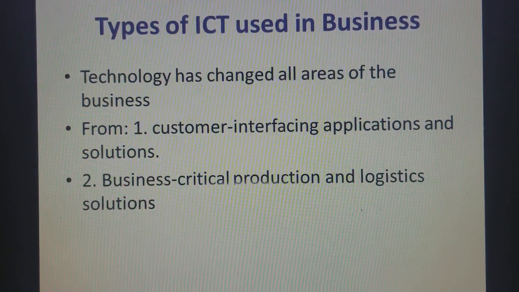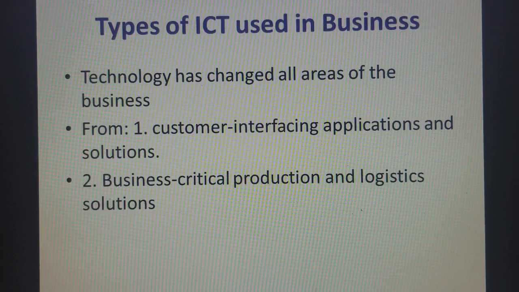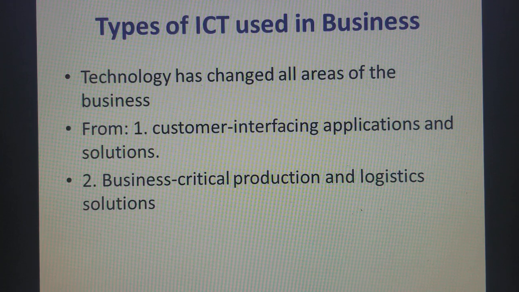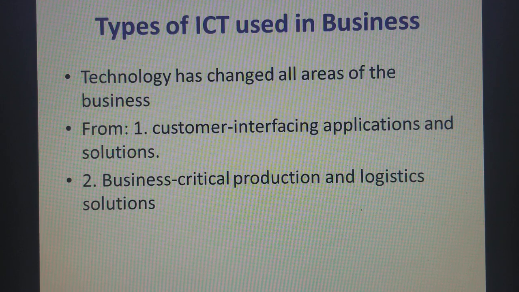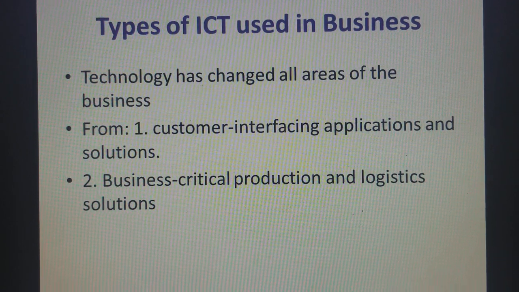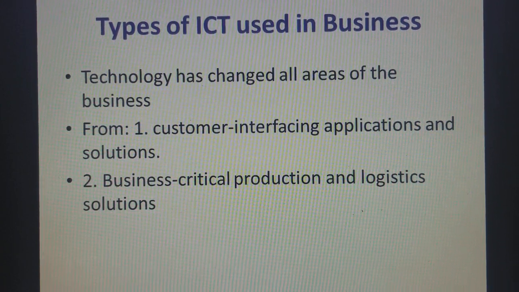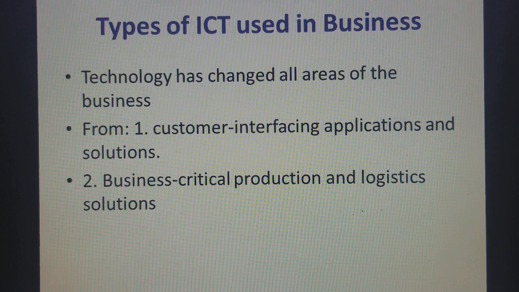The third area is referred to as the business critical production and logistic solutions. This area of the business now has changed in terms of production. Yes, the processes that are taking place in the production of goods and services, and the logistics that now exist in terms of moving around goods and services, right? So ICT has impacted this area of the business, the business critical production and logistic solutions.